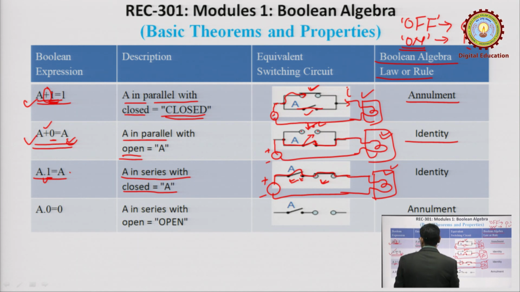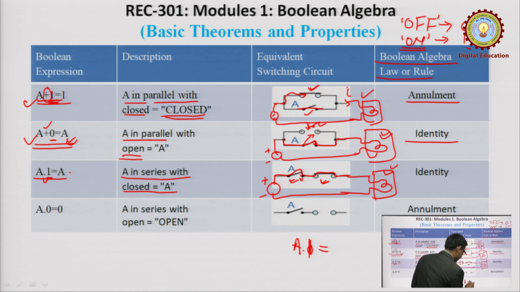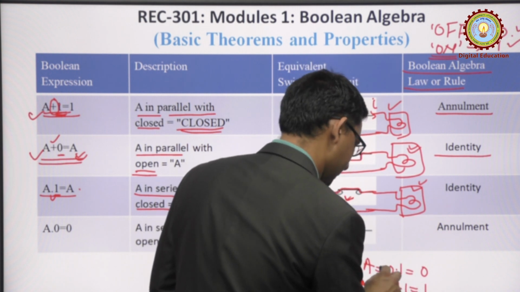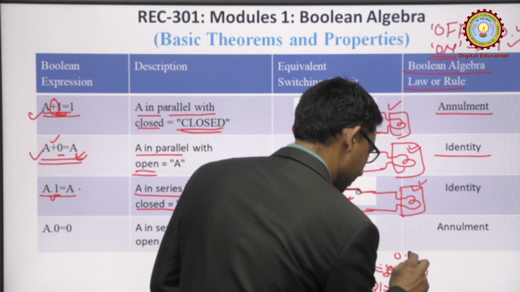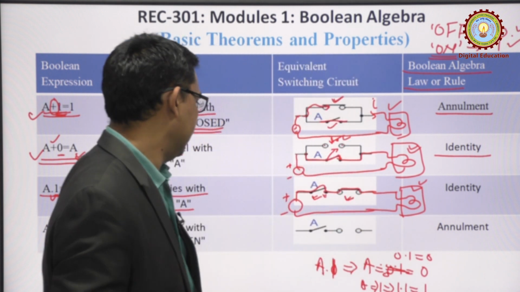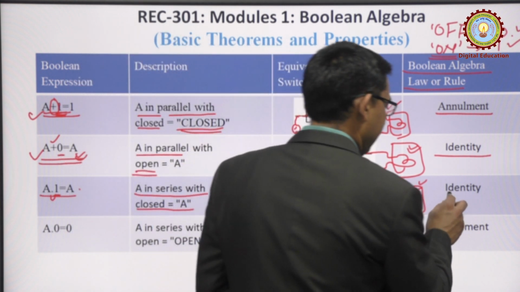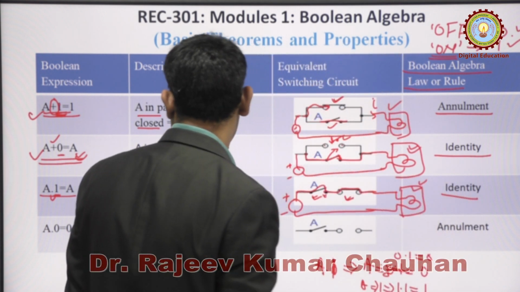So, A dot 1 is equal to A, because if A is equal to 0, then 0 dot 1 is equal to 0, and if A is equal to 1, then 1 dot 1 is equal to 1. Okay, I think this is clear. This is also called the identity rule.